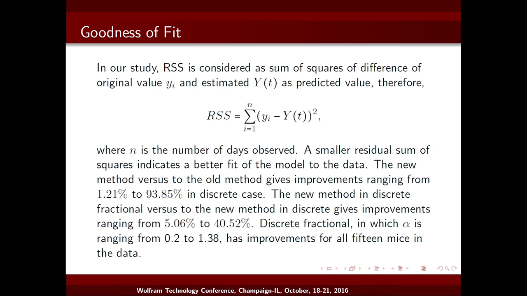And we calculate RSS. For our model, it does a really good job. We wrote the discrete case. Improvement is 93.85%. And for the comparison with the discrete and discrete fractional, discrete fractional gives us 40% improvement.